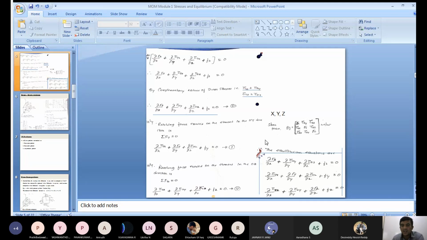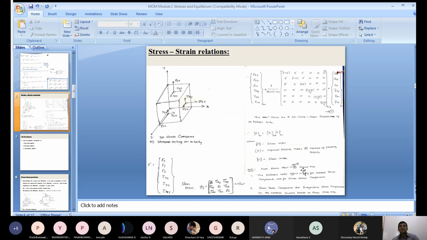Based on this stress tensor, you can write the equilibrium equation. That is dou by dou x into sigma x plus dou by dou y into tau xy plus dou by dou z into tau xz plus the body force. In a question, even if it is not mentioned, consider the body force. Particularly if they mention don't consider body force, then don't consider the body forces fx, fy, fz. These are the equilibrium equations.